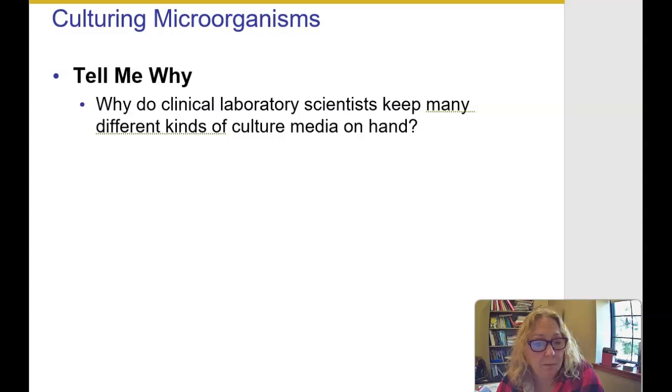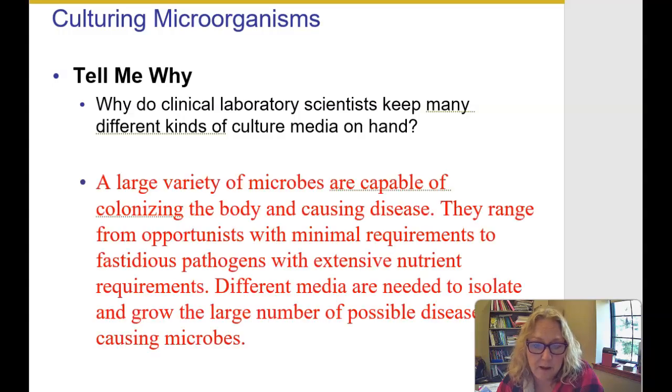Why do clinical lab scientists keep many different kinds of culture media on hand? You can pause it, talk to your neighbor. Basically because a large variety of microbes are capable of colonizing the body, and they range from opportunistic to fastidious. So different selective media are needed to isolate and grow large numbers of colonies.